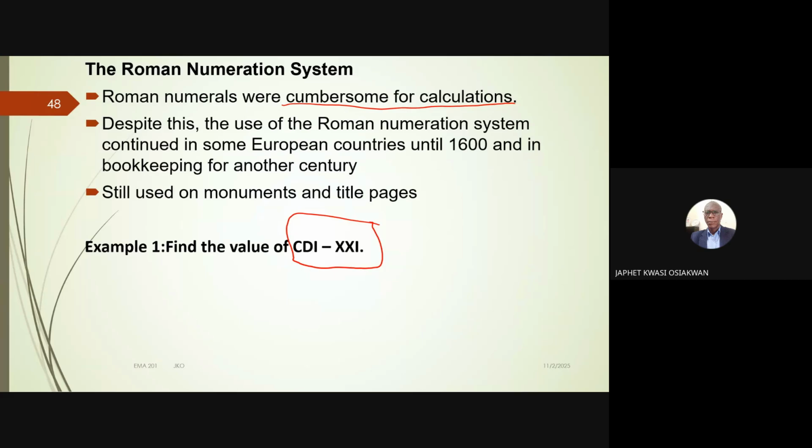Numbers are in Roman numerals, so your answer must also be in Roman numerals. CCC LXXX. CCC LXXX. Okay. All right.